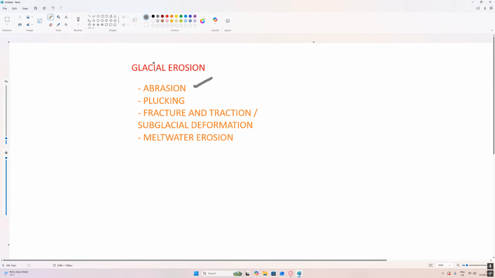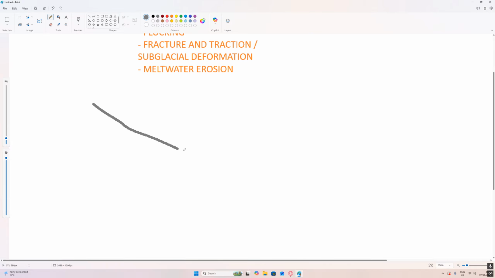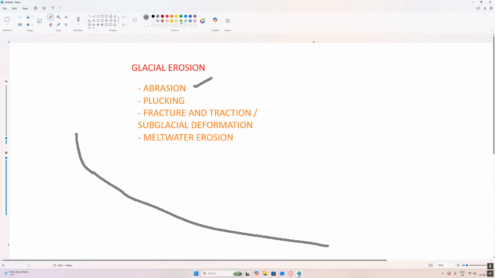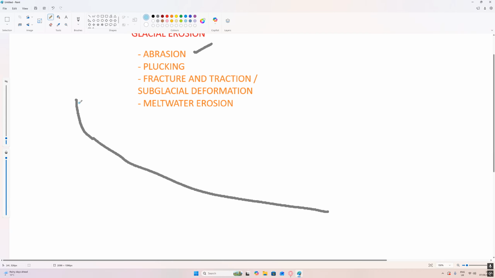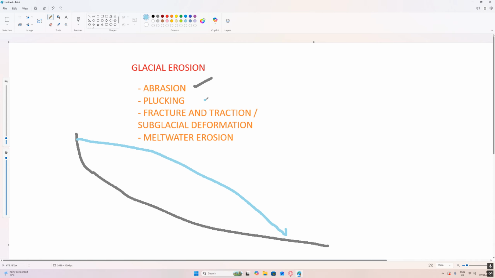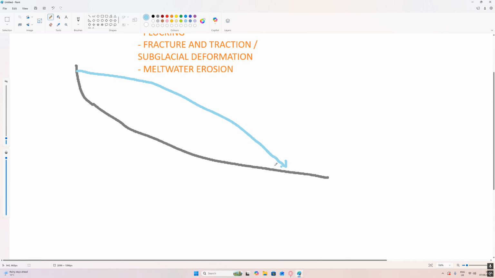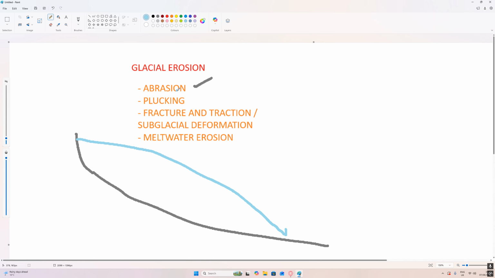Now next we have plucking. So let's draw a bit of a landscape again. You've got your landscape and you've got your glacier. What I failed to mention for abrasion is that it will deepen the bed, the floor, quite a lot. All right. Okay, so getting on with plucking.